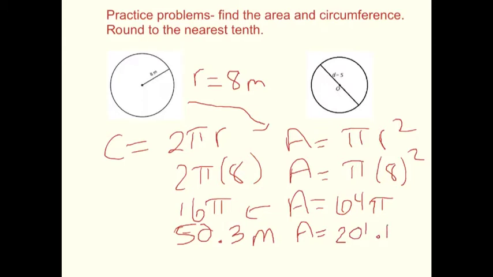And I get the area to be approximately 201.1 if I round it. And now it's going to be meters squared because I'm doing a meter times a meter. I'm doing 8 times 8, which is going to be 64 meters squared. So that's one example. I'm going to do the other example.